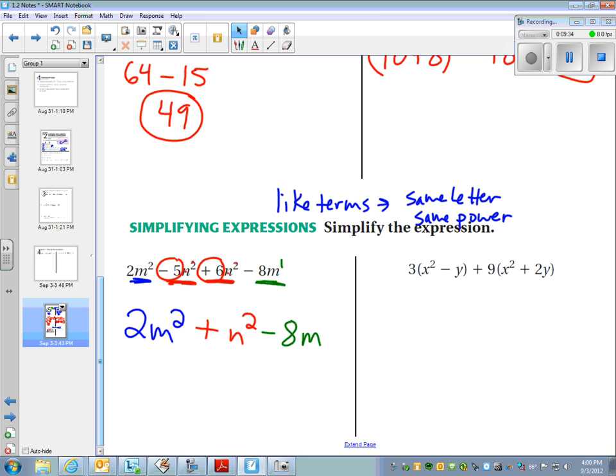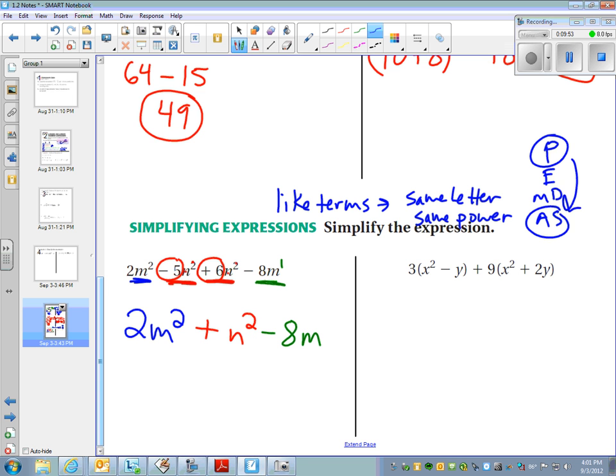Next one has parentheses in it. So we got to distribute first and then combine like terms. Because right now there's parentheses all over the place. And remember from our order of operations, we have to do parentheses first. And then we can add and subtract later. But first we have to do parentheses. And the combining like terms is adding and subtracting.